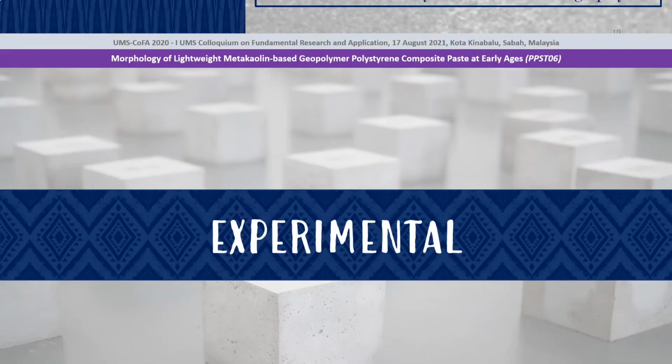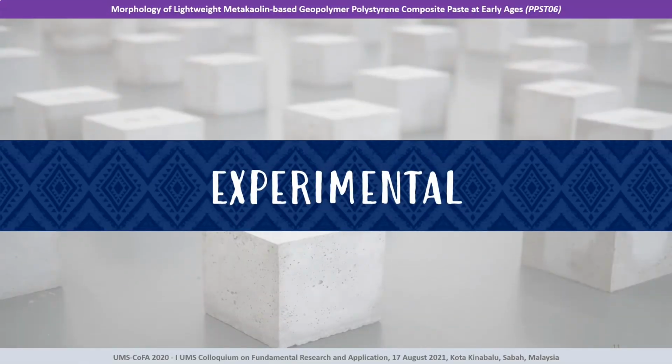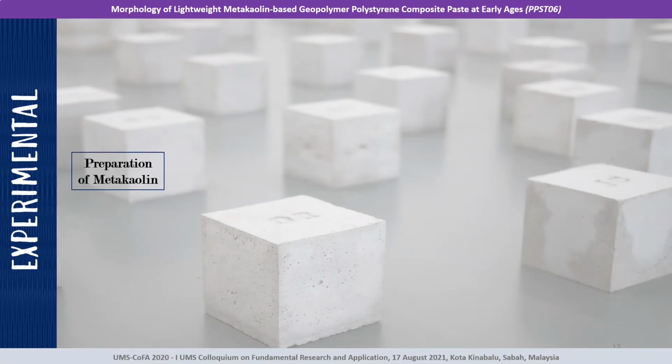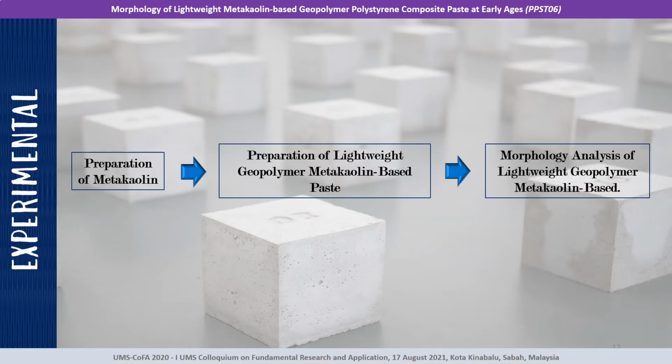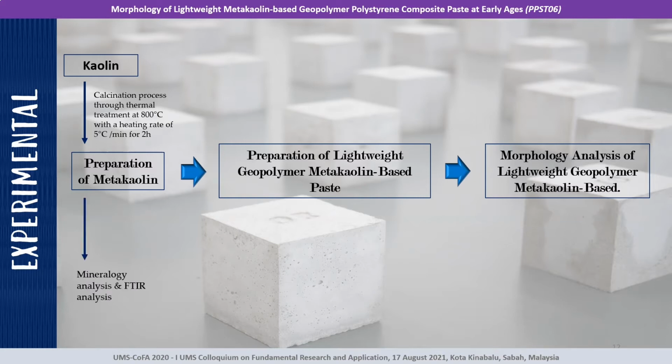Next, we go to the experimental part of the study. The present study involves three stages, which include the preparation of metakaolin, the preparation of lightweight geopolymer metakaolin paste, and last but not least, the morphology analysis of lightweight geopolymer metakaolin-based paste. First, we look into the preparation of the metakaolin. The metakaolin is prepared from the calcination of kaolin through thermal treatment at 800 degrees Celsius with a heating rate of 5 degrees Celsius per minute for 2 hours. Then, the mineralogy analysis and FTIR analysis of metakaolin are conducted.